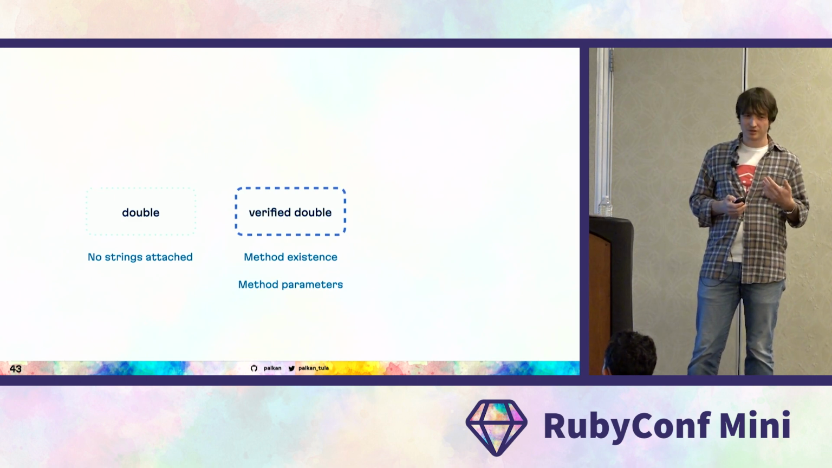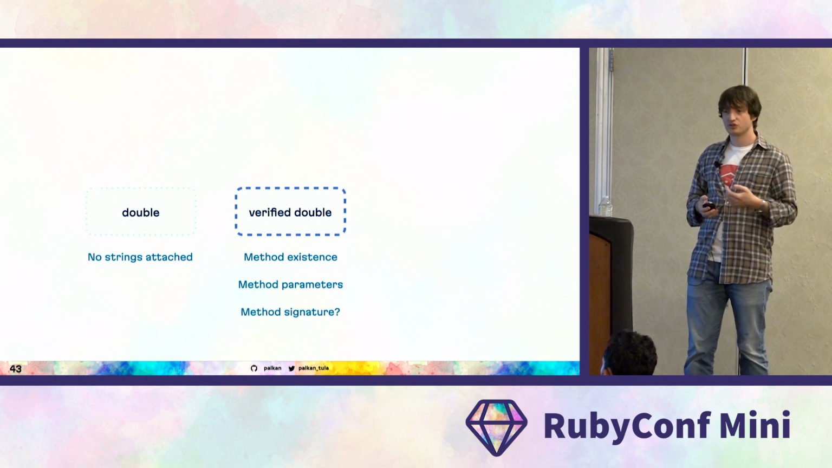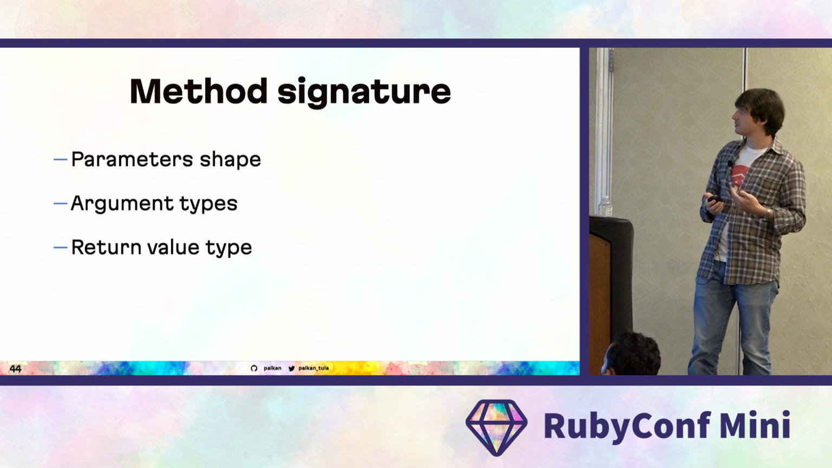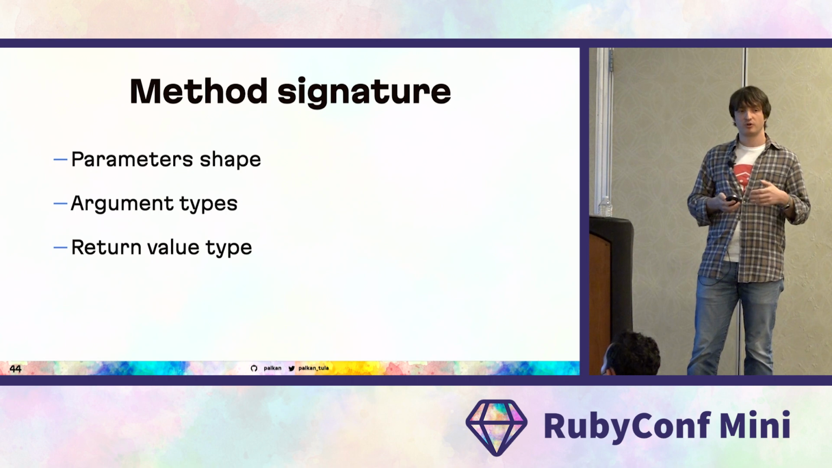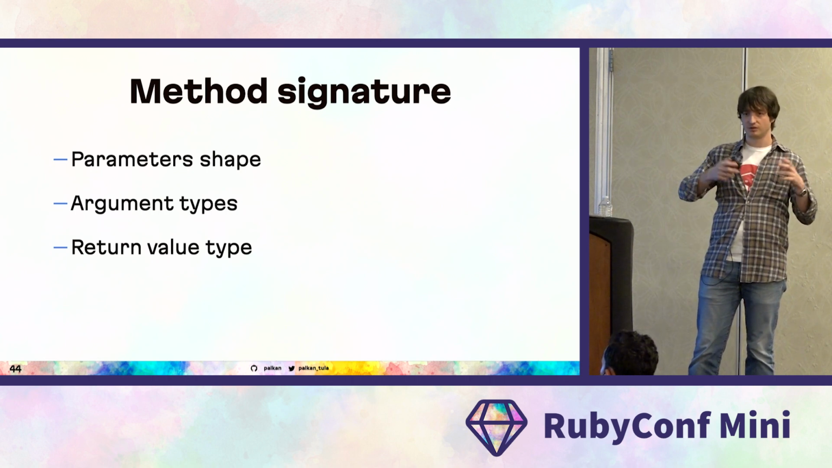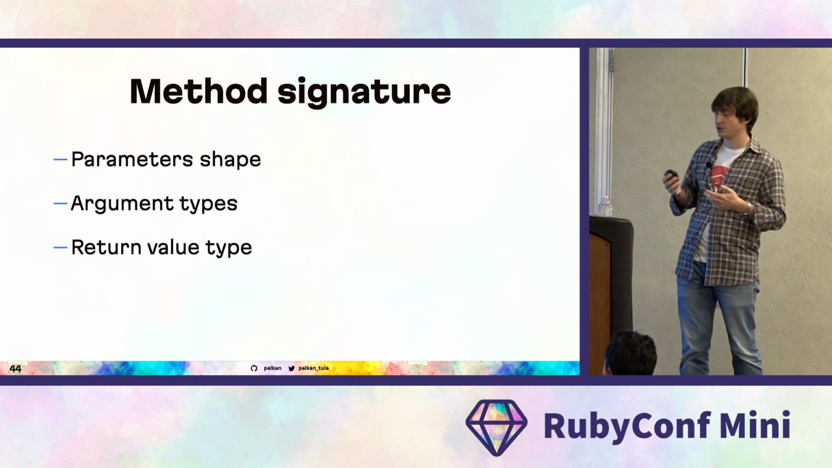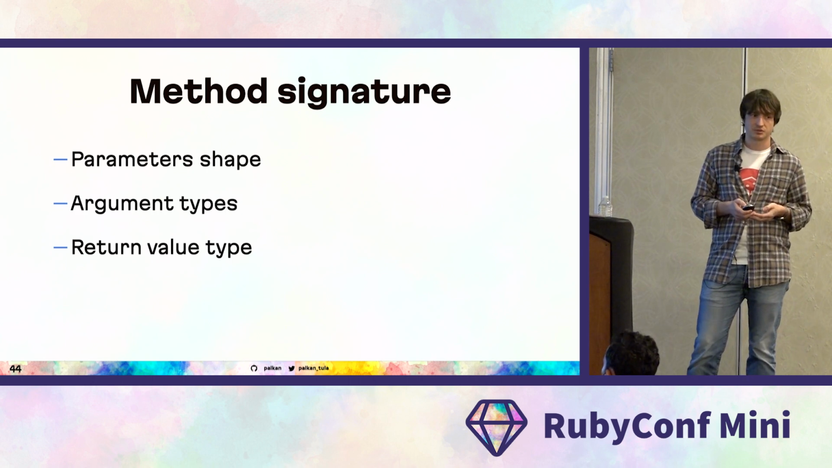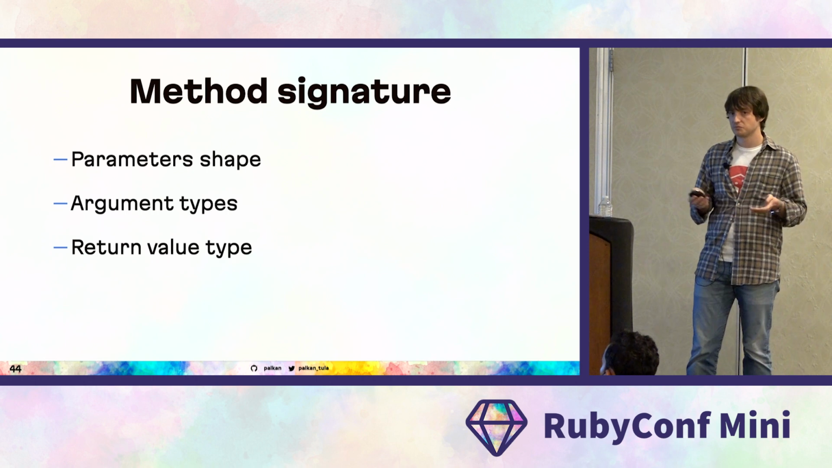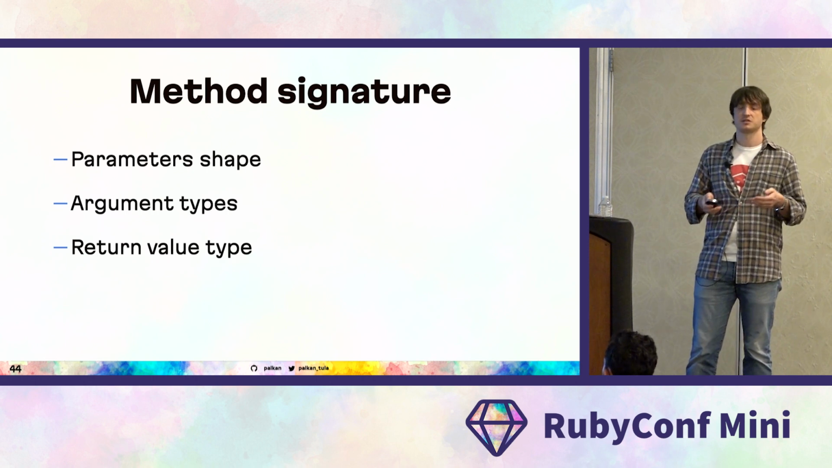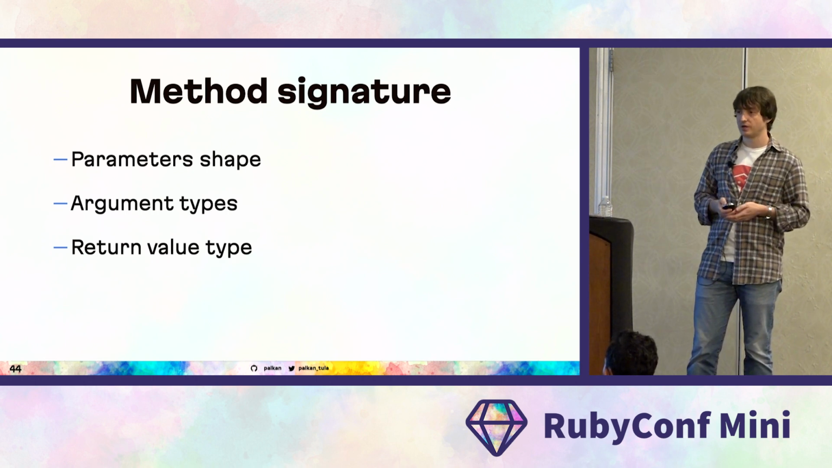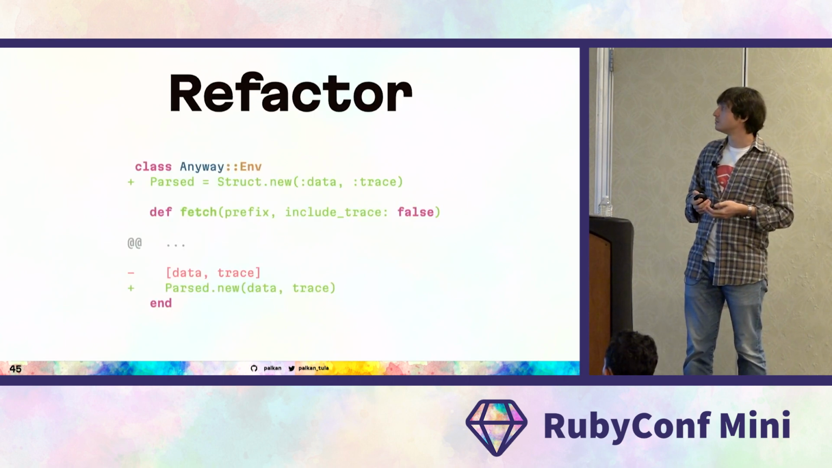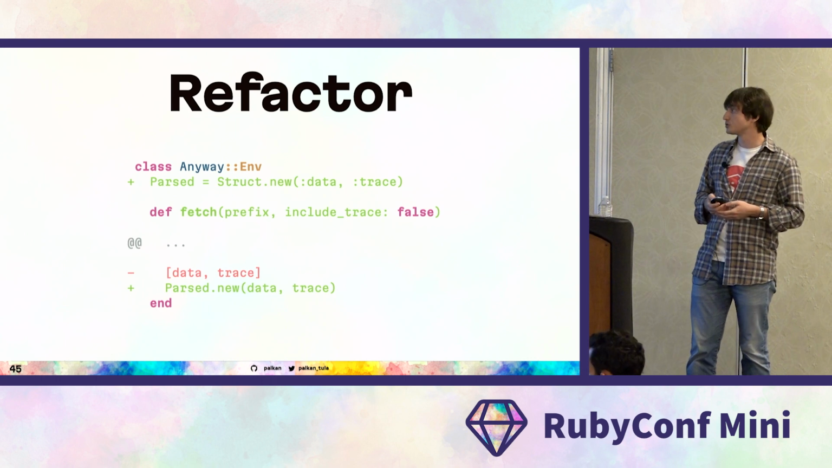But I said that parameters are not actually the signature. Signature is something more, right? And that's what leads us to the next thing. Signature is not only parameter shape, as I would call what method parameters returns. It's also about argument types and return value types. Types are actually more important, because we need to make sure we pass the right thing to our mocked method. Unfortunately, we cannot guarantee this with the existing tools.